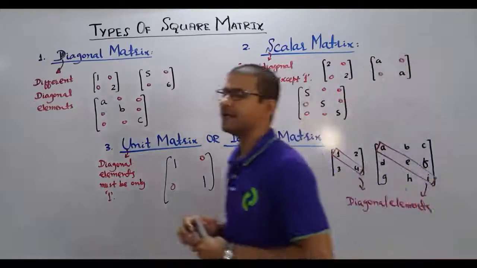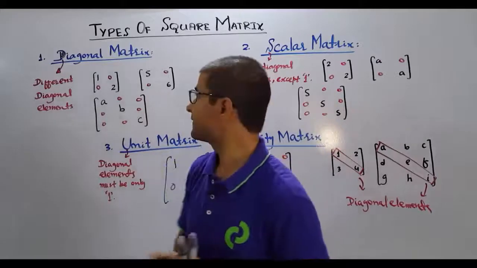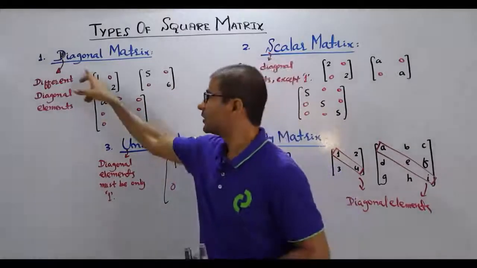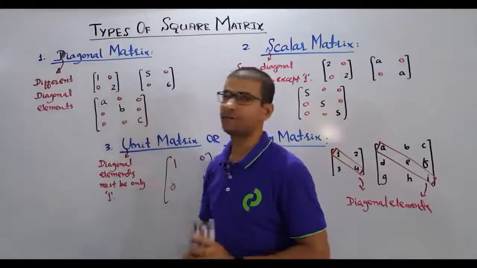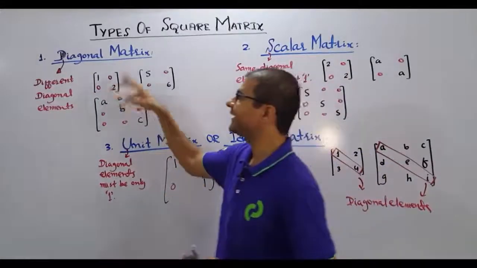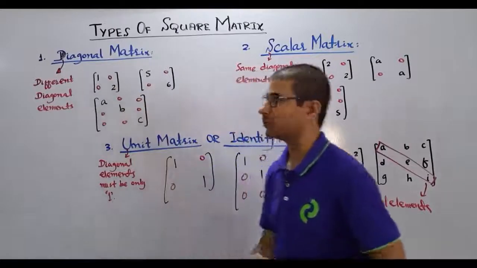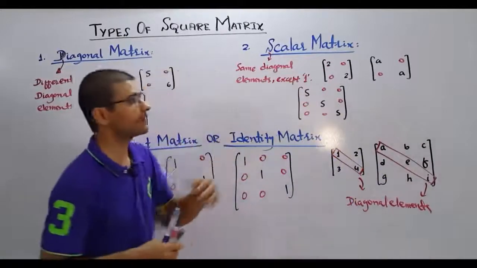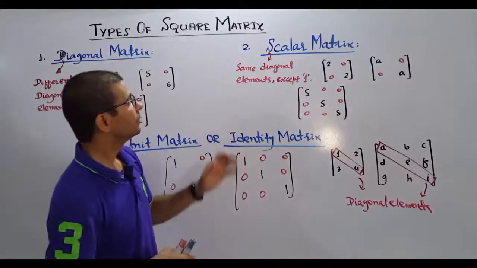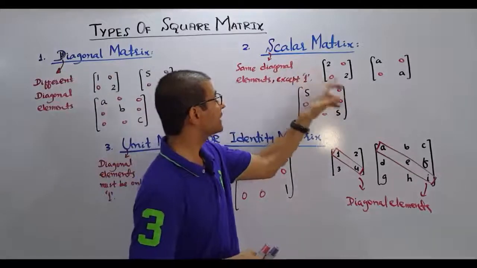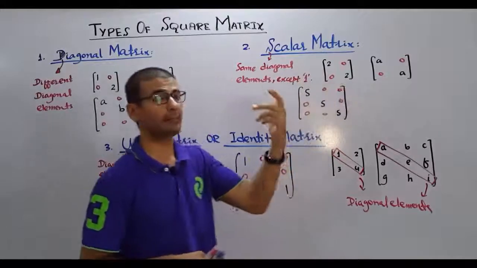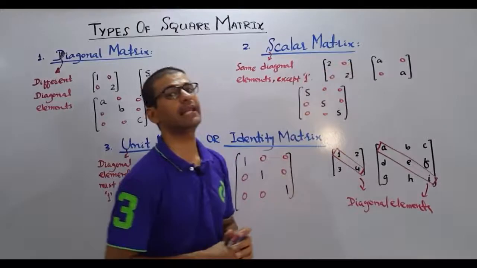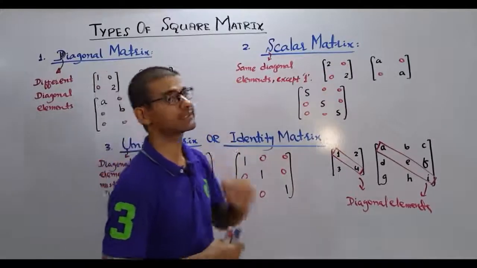Now we can easily define types of matrices. Diagonal matrix: a square matrix in which diagonal elements are different and all the other elements are 0 is called diagonal matrix. How can we define scalar matrix? A square matrix in which diagonal elements are same but not containing number 1 and all the non-diagonal elements are 0 is called scalar matrix.